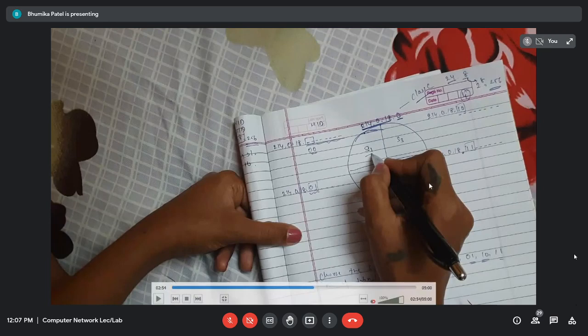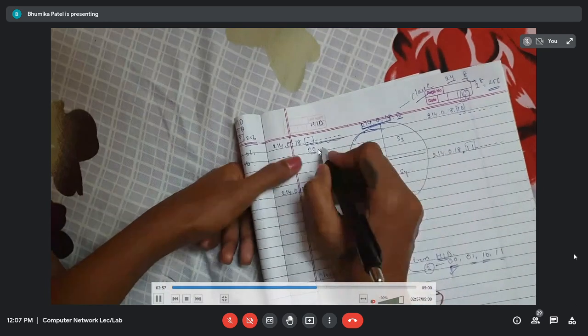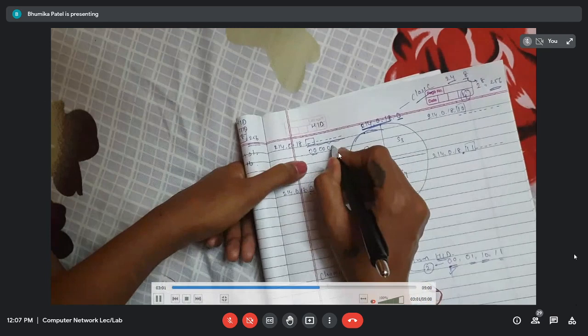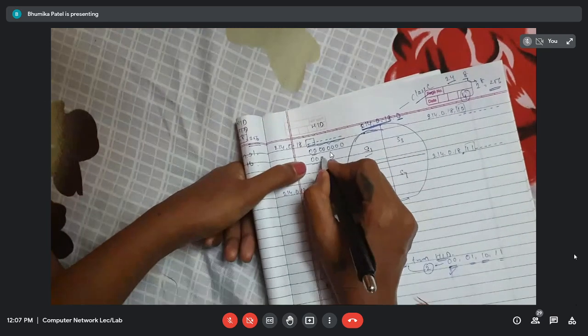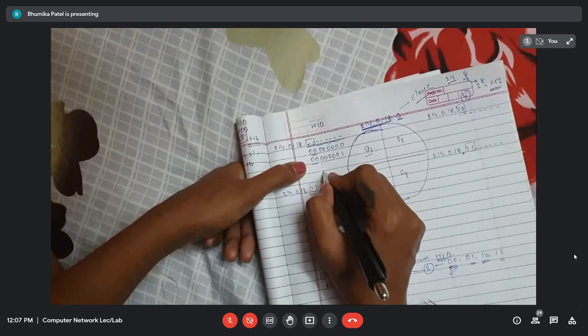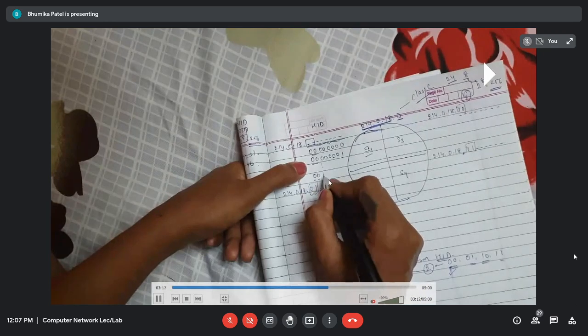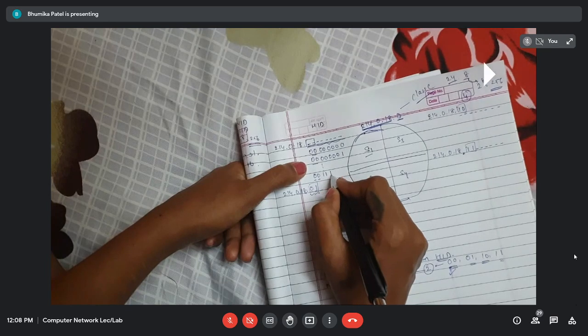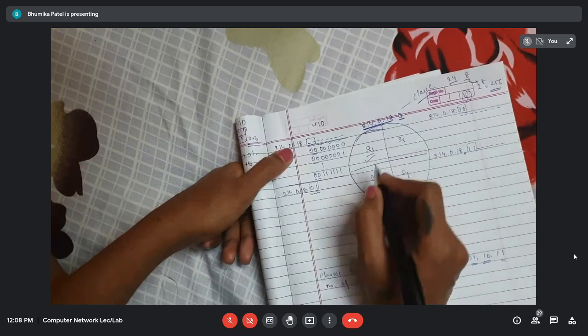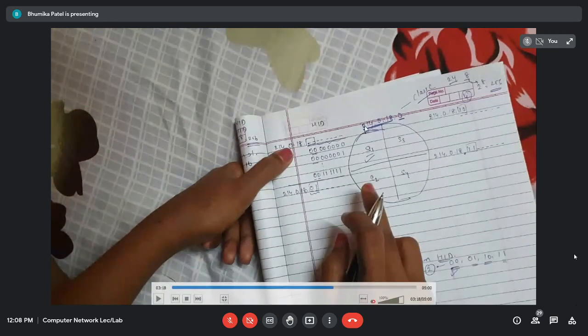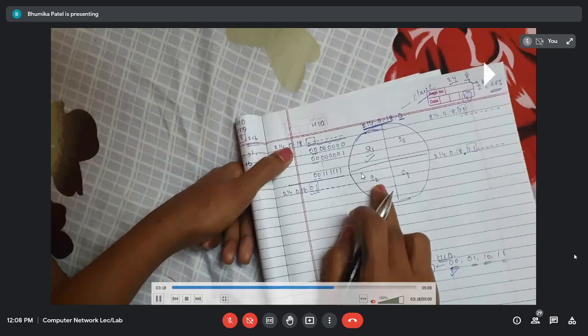If I want to find the range, we keep this 00 as it is. For the last 6 bits, we put each combination one by one: 000000, then 000001, then 000010, then 000011, then 000100, 000101, and so on up to the last possibility, where we keep these 2 bits fixed and the remaining 6 bits are all ones. Now if we convert this binary into decimal, it will give us the IP address.